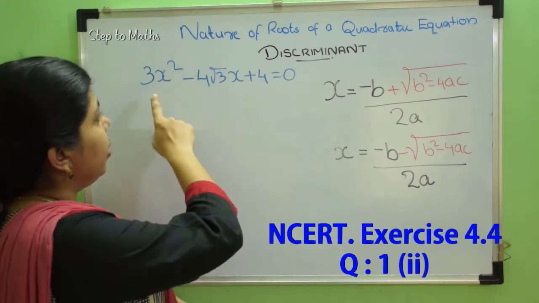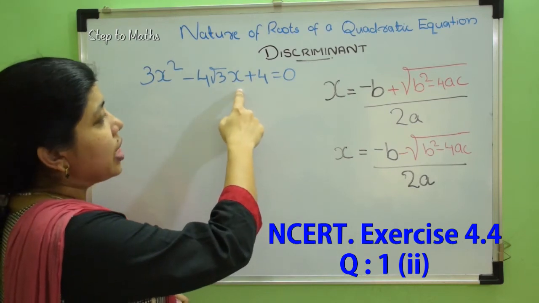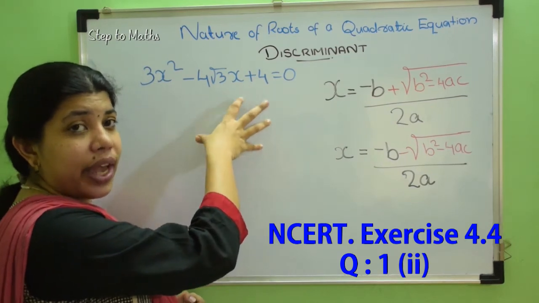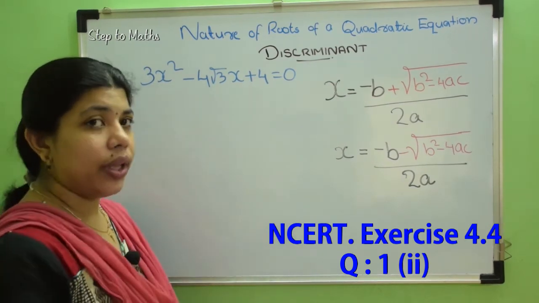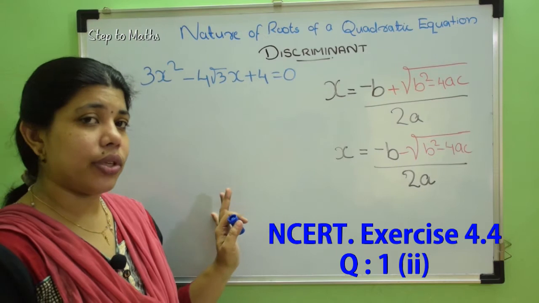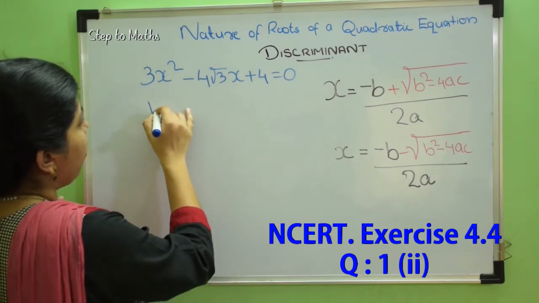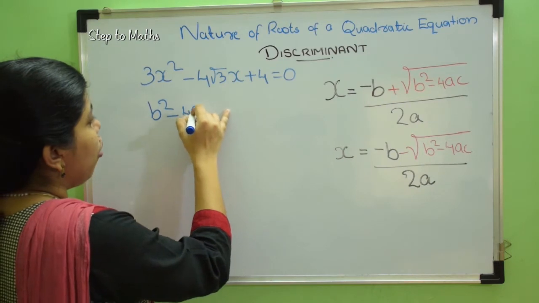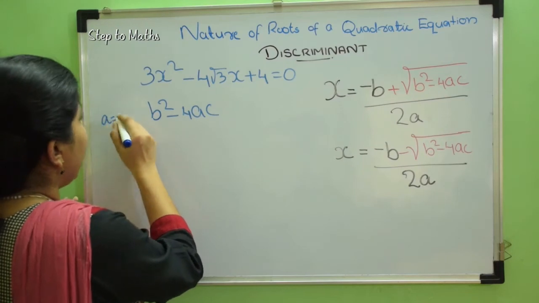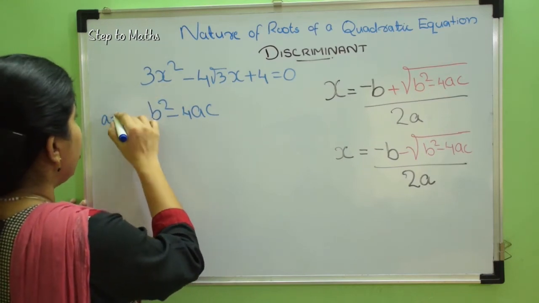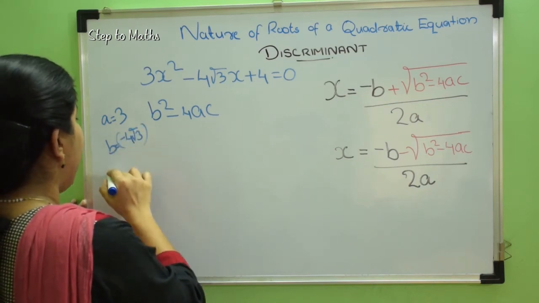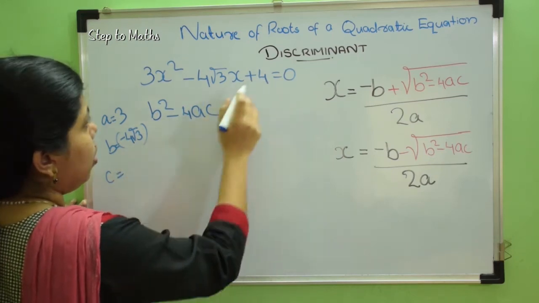Consider the next question: 3x² - 4√3x + 4 = 0. Determine the nature of roots, and if they are real, then find out the roots of this quadratic equation. First, determine the nature of roots. For that, find out the value of b² - 4ac. Before that, write down the values of a, b and c. a is equal to 3, b is equal to -4√3 and c is equal to 4.